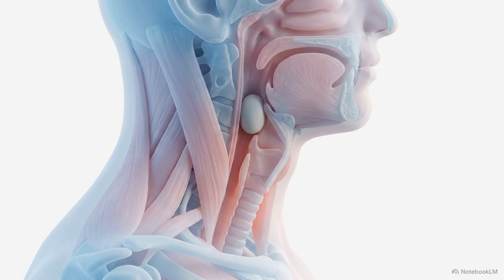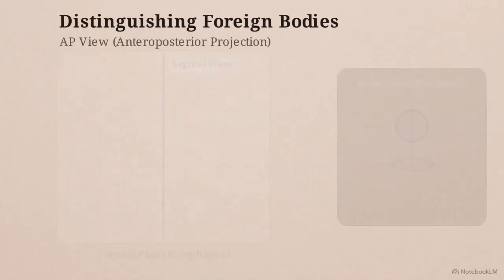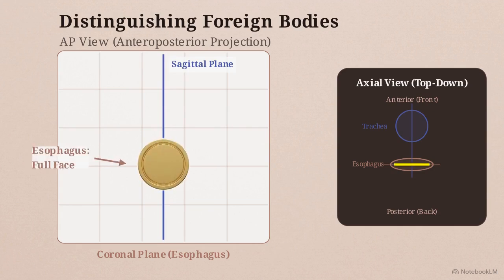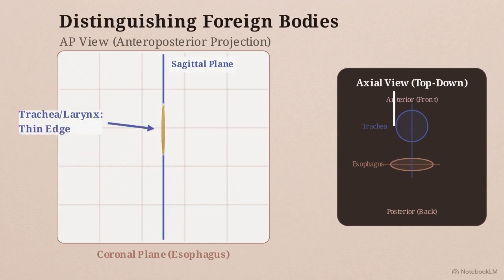endoscopic procedures. This geometric visualization illustrates identifying a swallowed coin on an X-ray. An esophageal coin sits in the coronal plane, showing its full face on an AP view. In the trachea, it's forced into the sagittal plane, showing its edge.